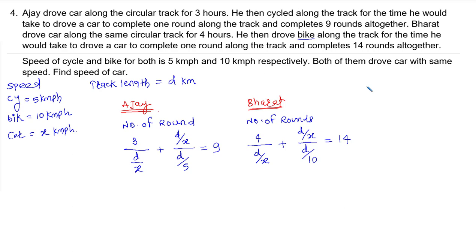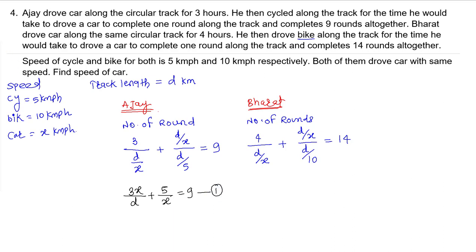That is our answer. So how can we do this? Let's have a look at it. This equation is going to be 3 times x divided by d plus 5 times d. Over here d and d get cancelled out. So this becomes 5 divided by x is equal to 9. Let's call it equation number 1.